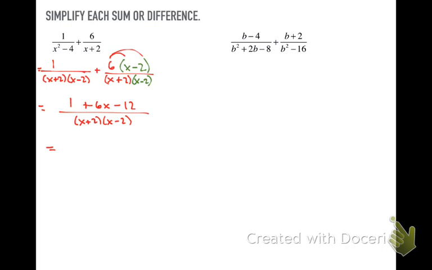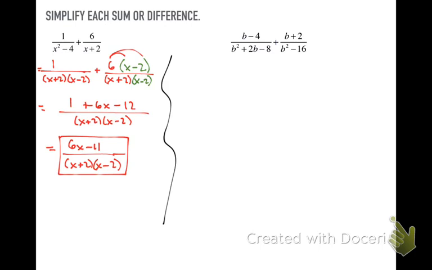And I can combine the 1 and the minus 12 to give minus 11. But even from here, nothing is factorable moving forward. And so this is it. This is the best we can do by combining those rational expressions. One more example for you over here.